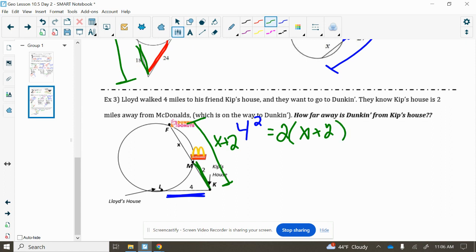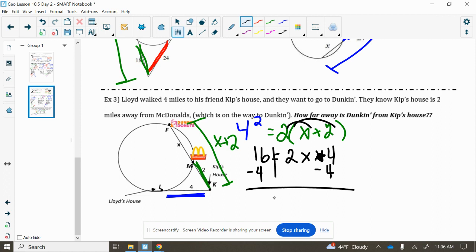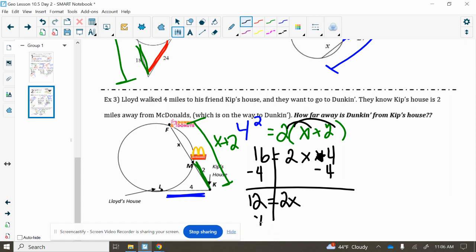So as we start solving here for x, 4 squared is 16. Distribute, we have 2x plus 4 over here. Subtract the 4 from both sides. We end up with 12 equals 2x. And then our x, after we divide by 2, is 6.